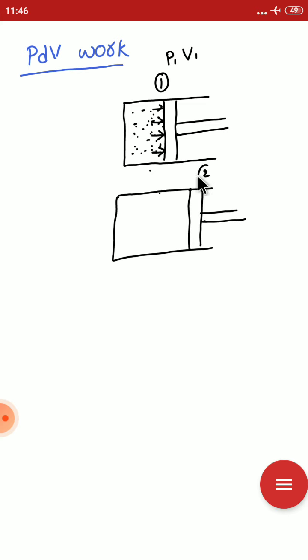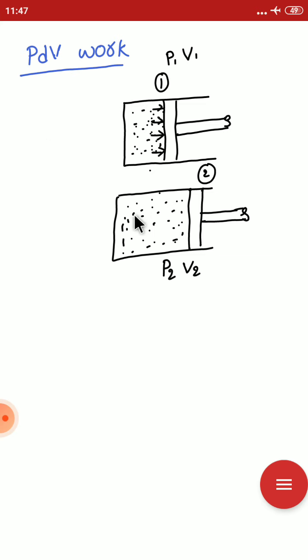2. Because of the pressure of the gas acting upon the piston, the piston is moved to position 2, where the properties of the gas are pressure P2 and volume V2. This is also in a state of equilibrium. The intermediate states must also be in equilibrium, because this is a quasi-static process. We assume this is a quasi-static process.